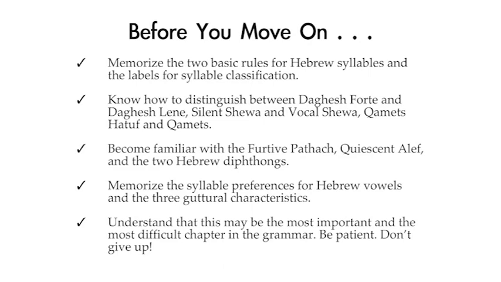Become familiar with the furtive pathach, the quiescent aleph, and the two Hebrew diphthongs. Please memorize the syllable preferences for Hebrew vowels and the three guttural characteristics. Finally, understand that this may be the most important and the most difficult chapter in the grammar. Be patient, don't give up. When you're syllabifying words, take time to understand the rules.